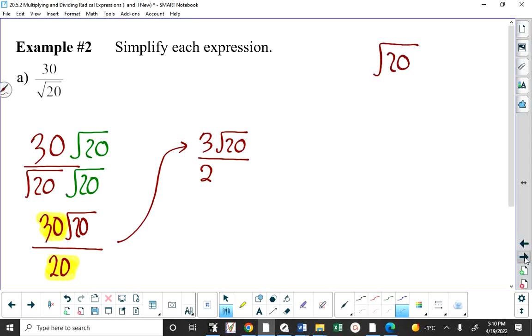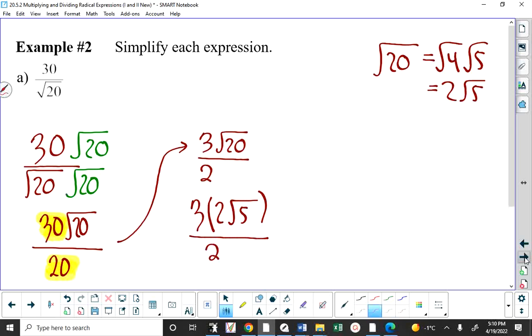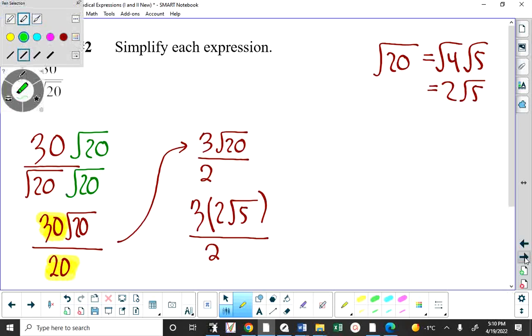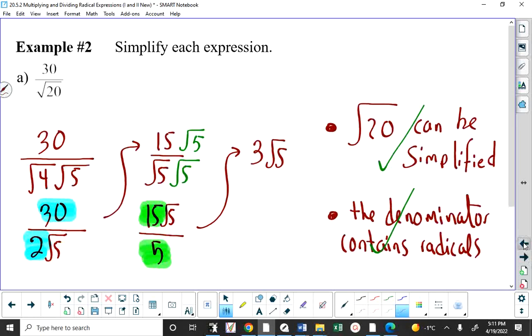We just did this, but I'll write it down again. Root 20 is root 4 root 5, which is 2 root 5. So I can write this as 3 times 2 root 5 over 2. I now have more coefficients that I can divide. A lot of ways that you can look at this. Some of you might prefer to say, well, 2 over 2 cancels. Some of you might decide to say that 3 times 2 is 6, and 6 over 2 is 3. In either case, we get 3 root 5. And if you want to check that against the previous work, we got 3 root 5.